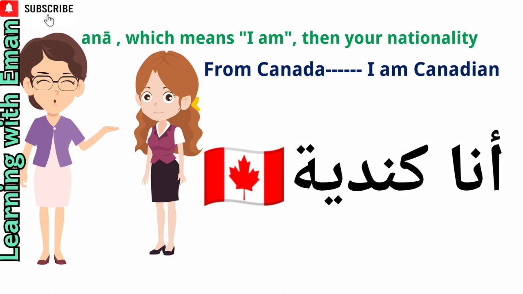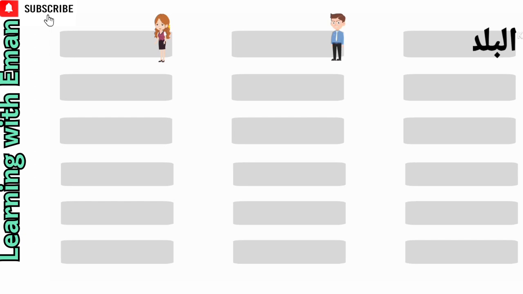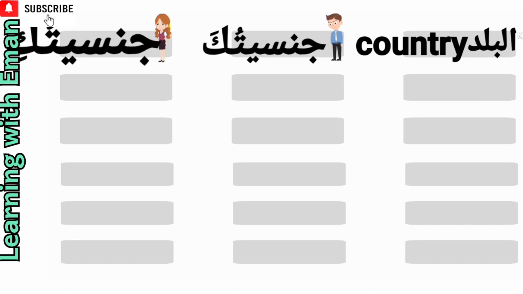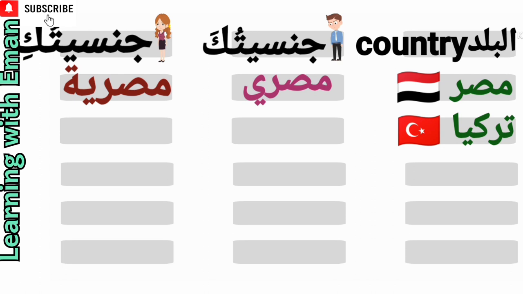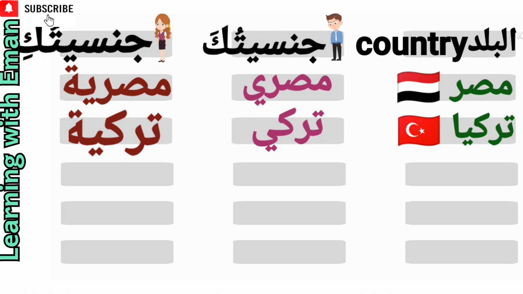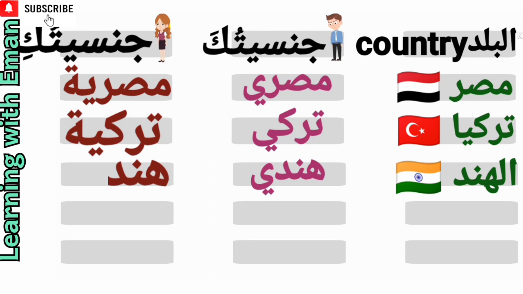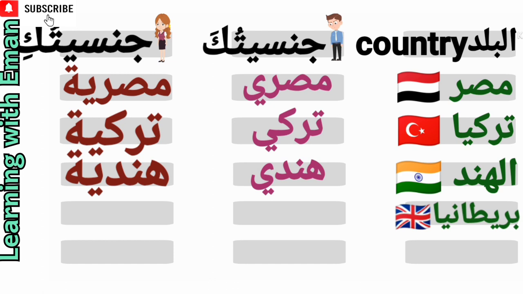Now let's practice. البلد. جنسيتك. مصر. Means Egypt. مصري. مصرية. تركيا. Means Turkey. تركي. تركية. الهند. Means India. هندي. هندية. بريطانيا. Means Britain. بريطاني.